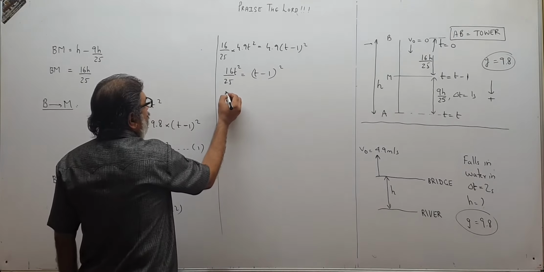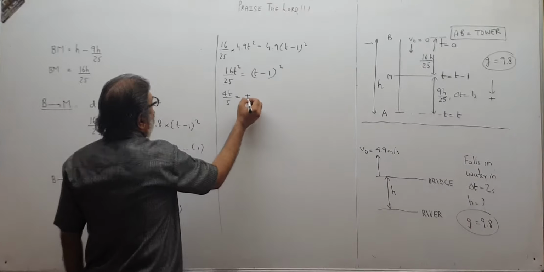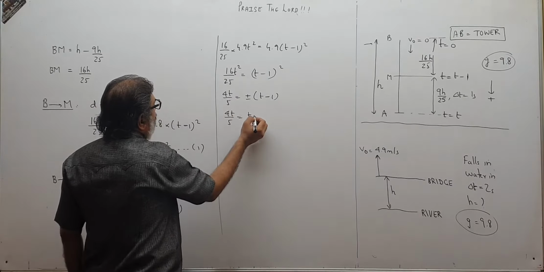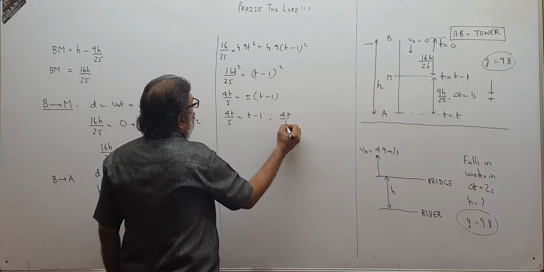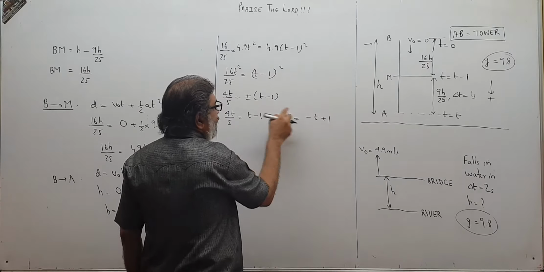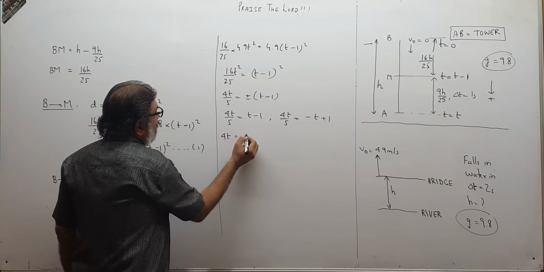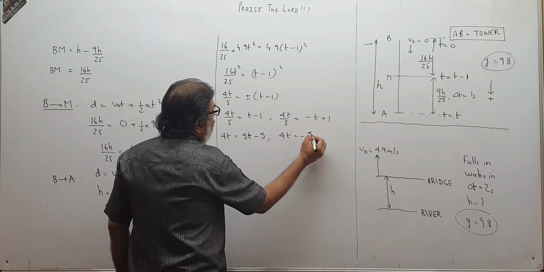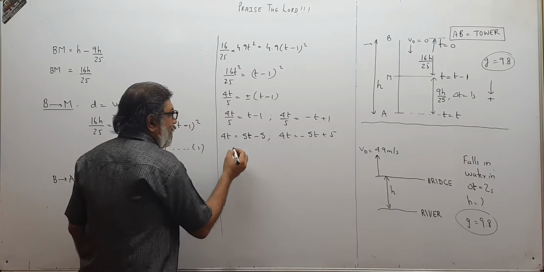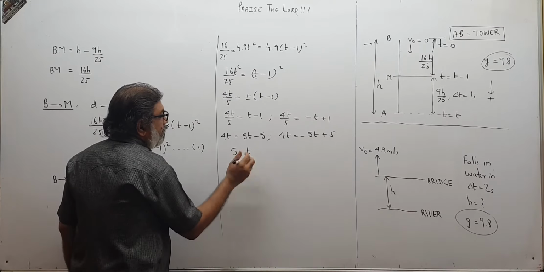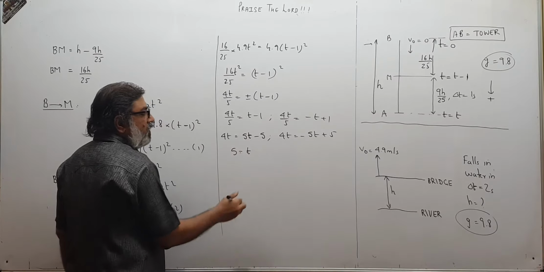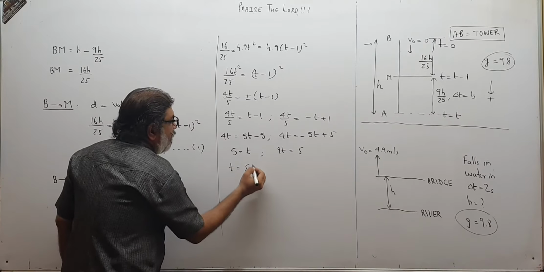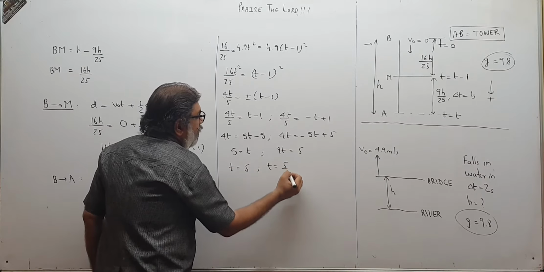So take square root. 4t upon 5 is equal to plus minus t minus 1. So 4t upon 5 is t minus 1, or 4t upon 5 will be minus t plus 1, the negative option. So 4t becomes 5t minus 5, or 4t becomes minus 5t plus 5. So t becomes equal to 5. Okay, 4t goes here, 5 comes here. Or bring this over here. So 9t is equal to 5. So t will be 5, or t will be 5 upon 9 seconds.